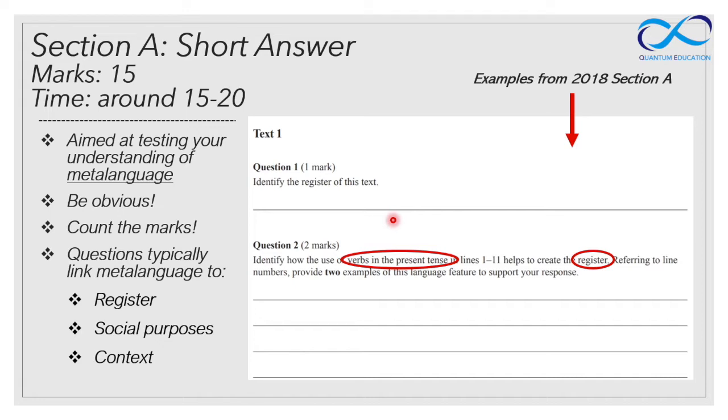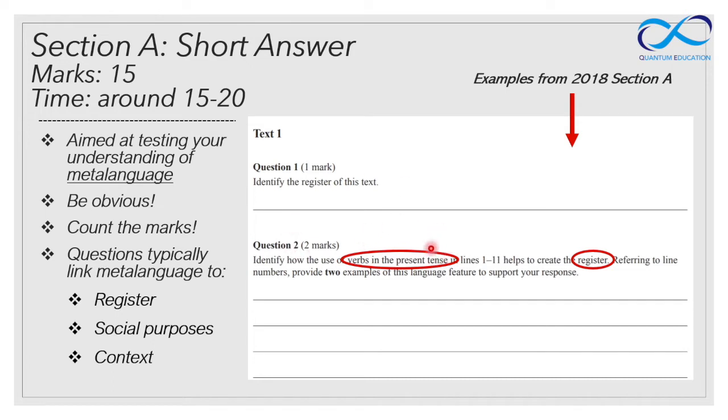Typically, questions link to things. So this one up top, question 1 in the example, just asks you to identify something. So here you would just write the answer to the question, just identify the register. You wouldn't explain anything. Whereas down here, this one is worth 2 marks, they're asking you to link a piece of meta language to one of the major topics. So register, social purpose, and context are common things they can ask you to link to. But they could also do things like information flow or topic management, etc.